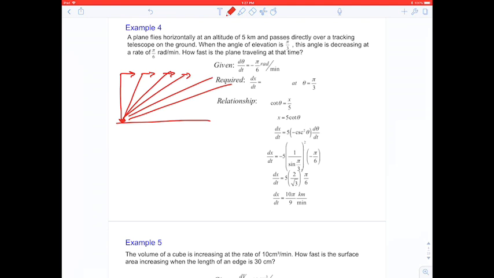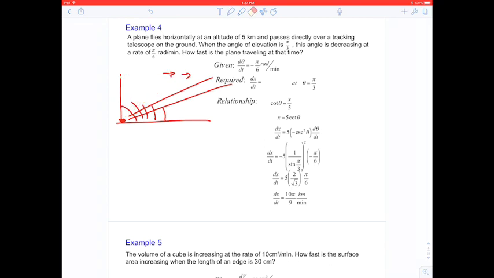Okay? When the angle of elevation is pi over 3, this angle is decreasing at the rate pi over 6 radians per minute. We do have this listed. How fast is the plane traveling at this time? That means the distance behind the plane is the speed. Okay? And that angle is the angle of elevation.